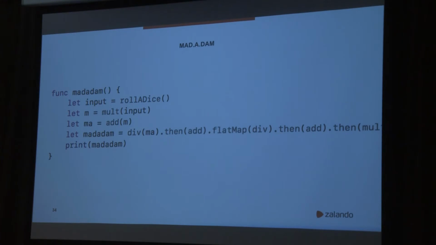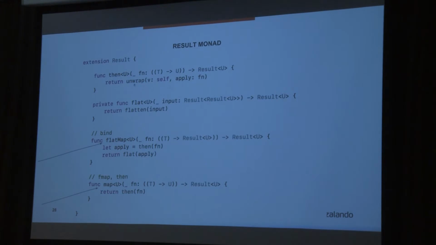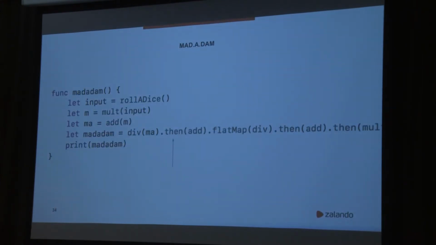So let's play the Metadam game again. So see, we divide, and then we do add, then is a map, okay? Did I tell you that? So map then is just the wrapper on map. So let's say this. We do then, which is map, we do flat map, and then we again do then, and then do then. Now, do you see any nested things here?